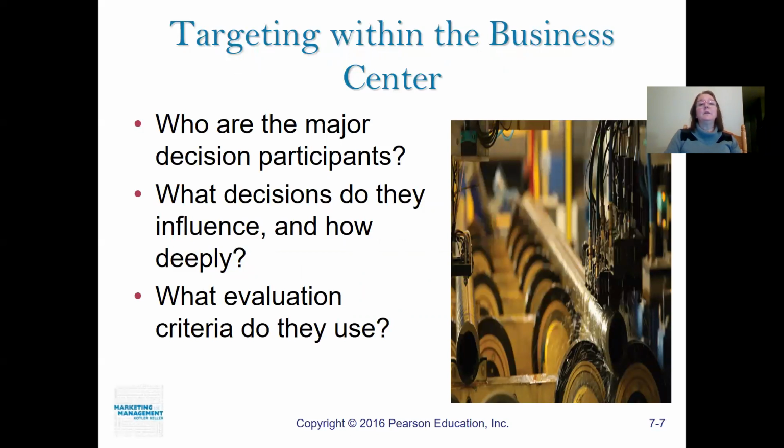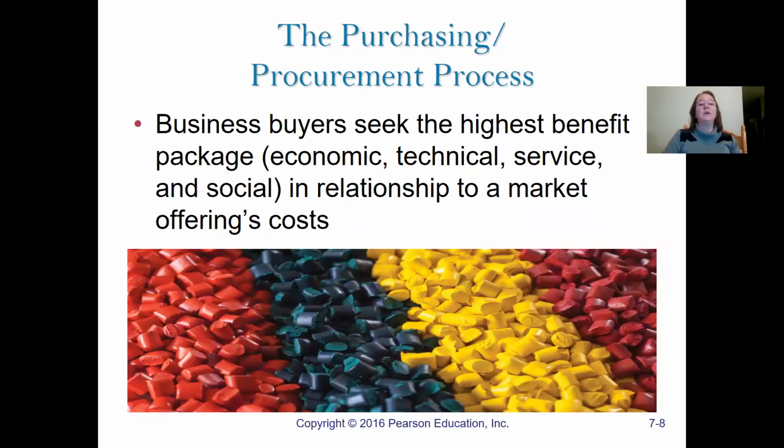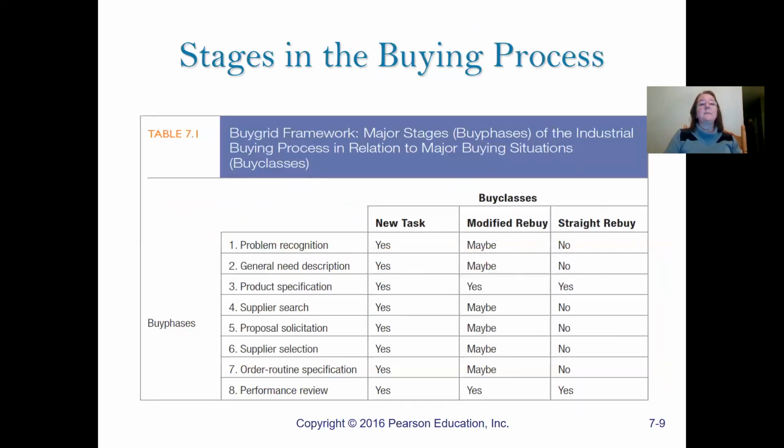We have targeting within the business centers. So who are the major decision participants? Who has the biggest influence? And what evaluation criteria do they use? Then that procurement process, you're looking for the highest benefit package. So economic, technical, service, social, and what are the costs?